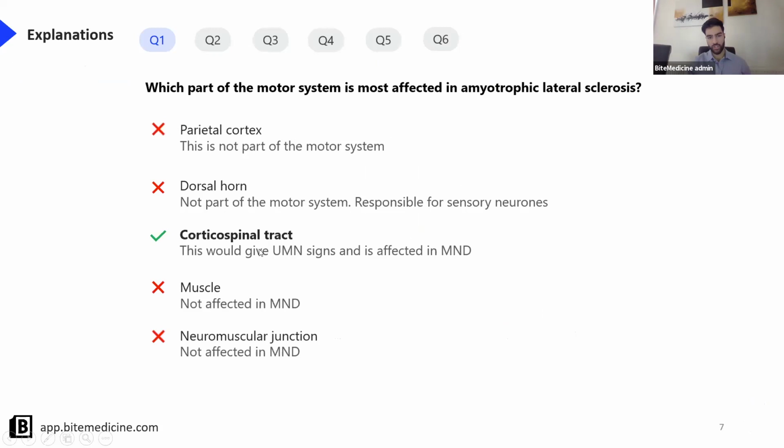The corticospinal tract, that we'll go into what that is, but that is the descending motor neurons from the motor cortex down the spinal cord. And these are definitely affected in motor neuron disease. The muscle and the neuromuscular junction are not affected in motor neuron disease. So can someone name a condition where the muscle is affected? So a neurological condition, or rather just, yeah, a condition where the muscles are affected. So yeah, Duchenne's, so myositis, so yeah, polymyositis or dermatomyositis.